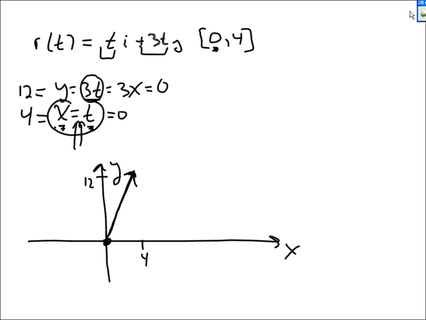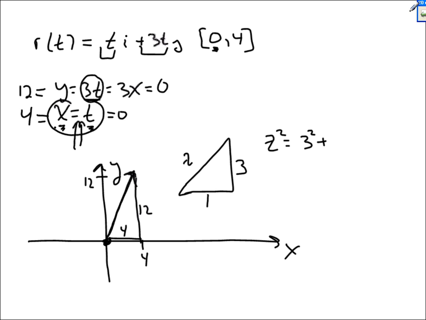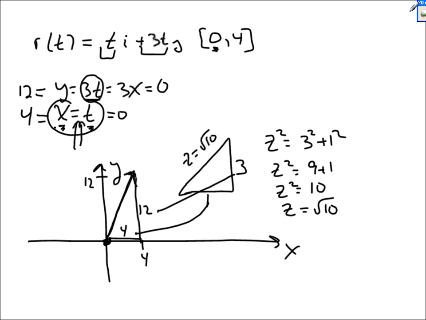There is your graph. Now, what if we wanted to find out how long this is? How long is this vector? Well, this is an easy one because we get a right triangle. This is 4, this is 12. I will scale it down. I'll divide each side by 4. I hate dealing with big numbers. We'll call that z. I know that z squared is 3 squared plus 1 squared. z squared is 9 plus 1. z squared is 10. So z is the square root of 10. But when I go back, I have to multiply all sides by 4. And this side here, the side that I'm looking for, will be 4 times the square root of 10.